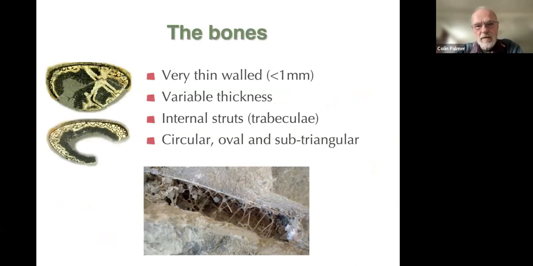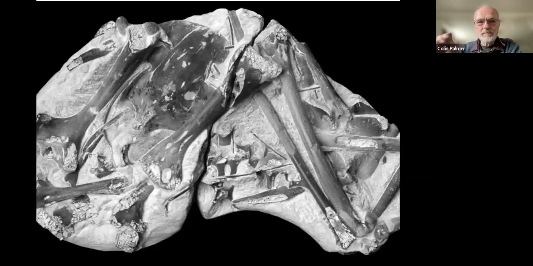A bit more detail, the bones of the creatures are very thin-walled. They're very large diameter, very thin-walled. They vary in thickness as you go round, and they have internal supporting struts, trabeculae. So depending on where you are in the wing, the cross-section can be circular, oval, or even almost triangular. But the very noticeable characteristic is how thin-walled they are, presumably a weight-saving requirement, because they were pneumatized. So they're thin-walled and full of air rather than a fluid.